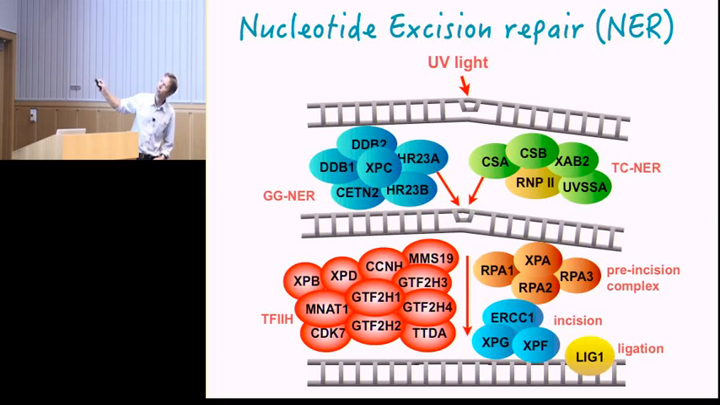So in the first step, you have recognition of the lesion. This complex looks at lesions all over the genome. This is global genomic nucleotide excision repair. These factors have the help of the RNA polymerase getting stuck and recruiting these factors so that this lesion can be removed in front of the polymerase, and supposedly you can resume transcription. This is called transcription-coupled nucleotide excision repair. And then you have factors in preparing this lesion for incision, and then finally you have a resynthesis and ligation.